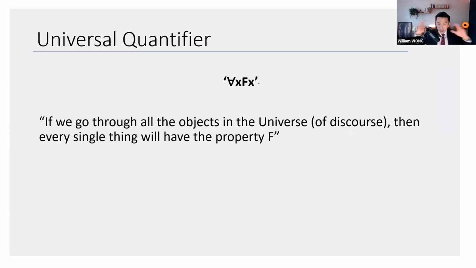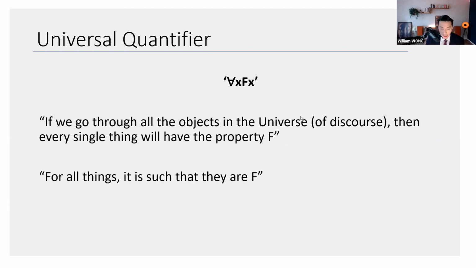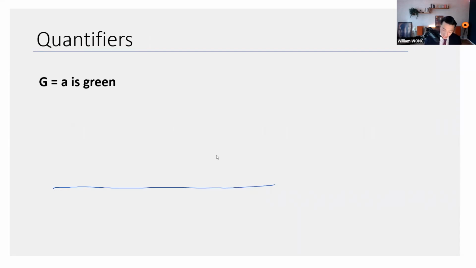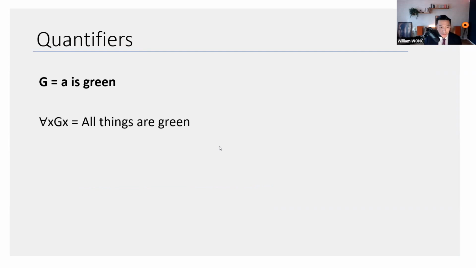We either have to limit the domain, the universe of this course, or we add more predicates. Actually, adding more predicates will make it more unlikely. But I think the key here is to limit the domain. This, I think, is tantamount to saying, more intuitively, that for all things, it is such that they are F. All things are F. Okay.